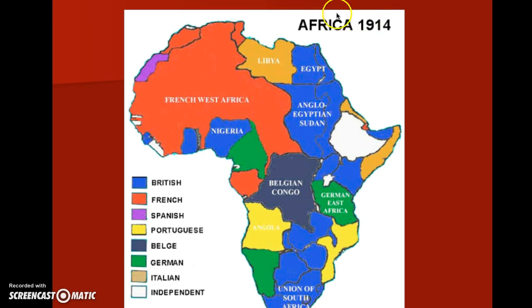So here's a look. Africa by 1914 looks like this. The British, French, Spanish, Portuguese, Belgium, German, and Italian have divided up Africa, and you can see that the British, they gained the most favorable parts of Africa, in addition to Belgium with the Congo. French West Africa, not very lucrative, mainly because this land is all desert. That's mostly the Sahara Desert. So although it looks like France gained a great deal, they didn't gain much in terms of wealth and superiority.